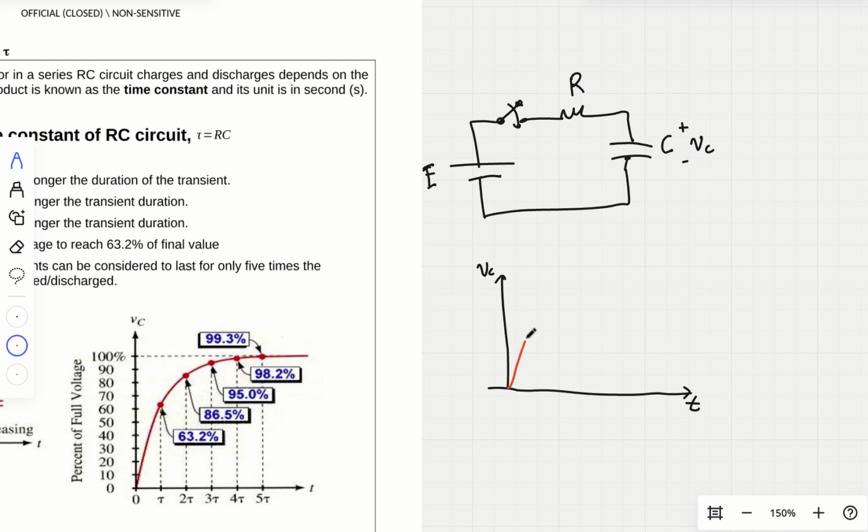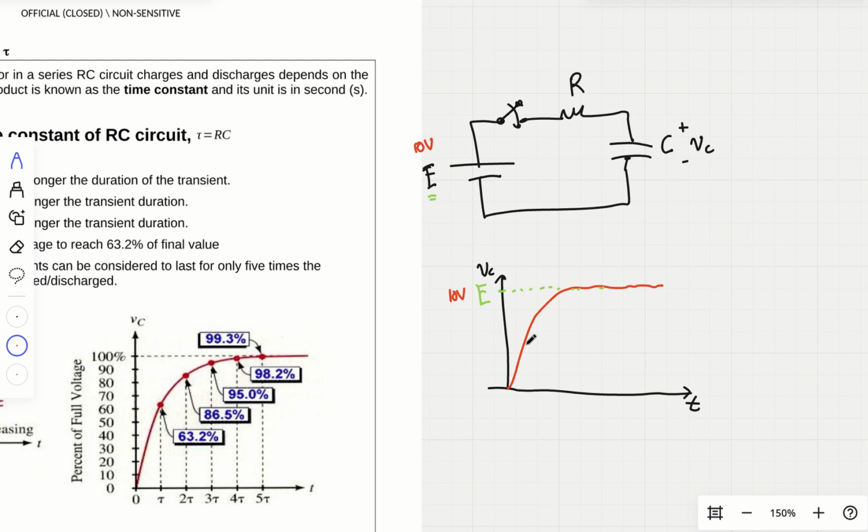It will increase and slowly saturate at the maximum value. The maximum value is equivalent to the source voltage, E. For example, if the source voltage is 10 volt, then the max will be 10 volt.